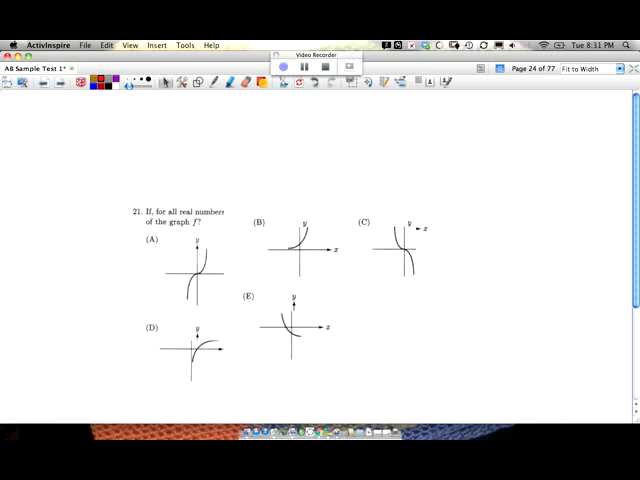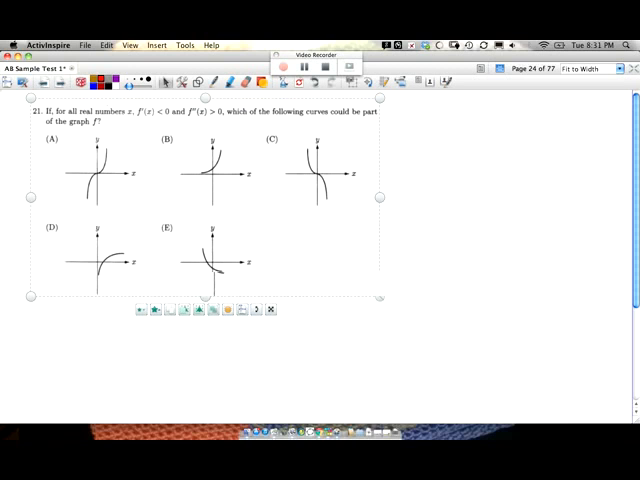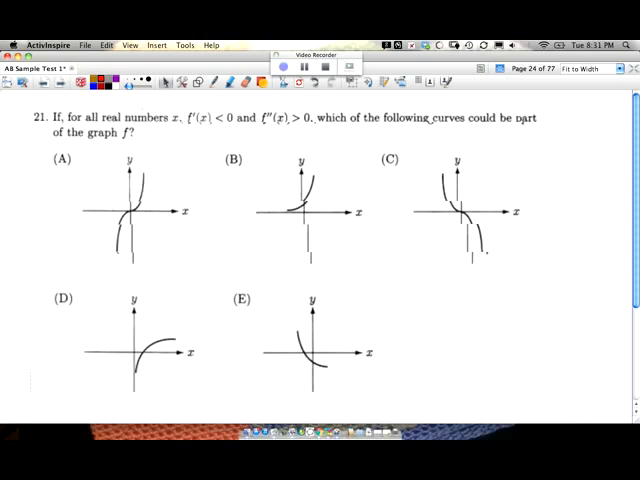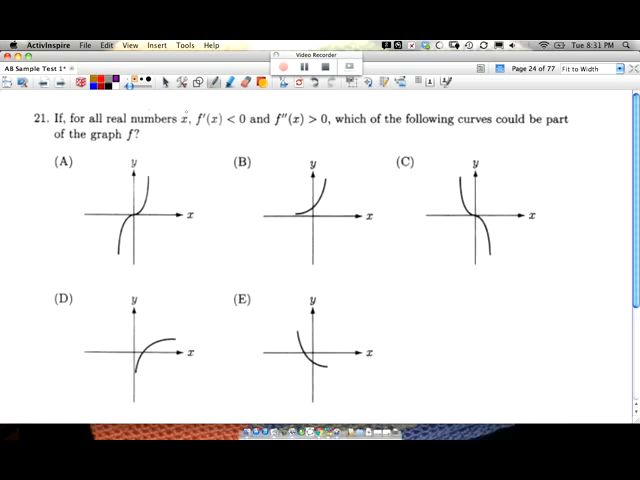Number 21. Alright, in number 21 it says for all real numbers x, f prime of x, in other words first derivative, is less than 0. Before I go any further, I want to break that down. What does that mean in words? Oh, so this is negative. Which means if f prime of x is less than 0, that means the slope is negative. That means we should be going down like this.